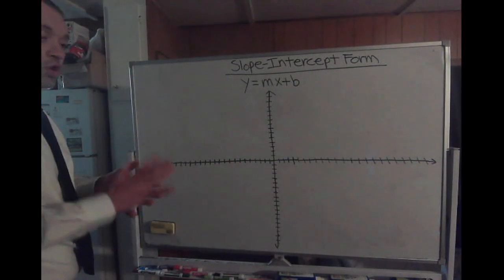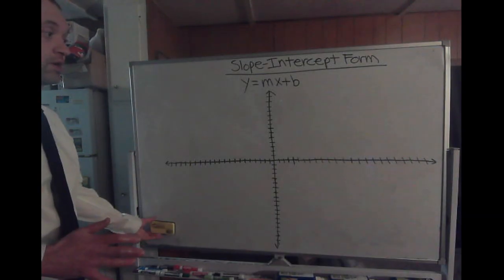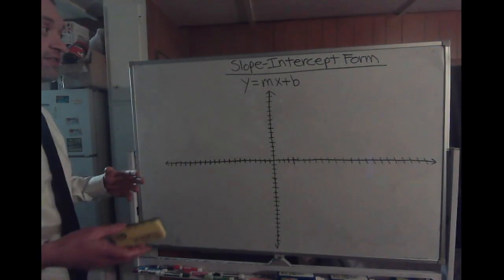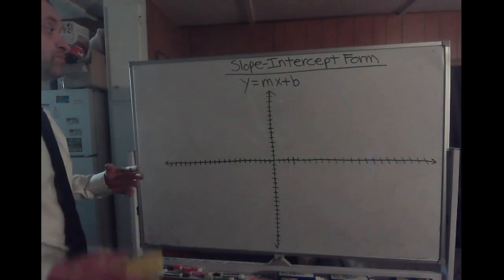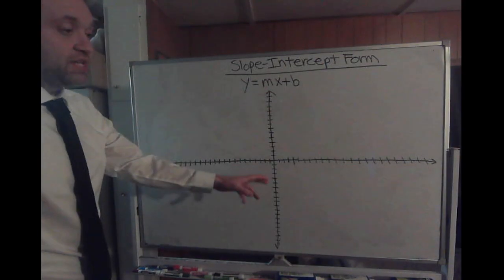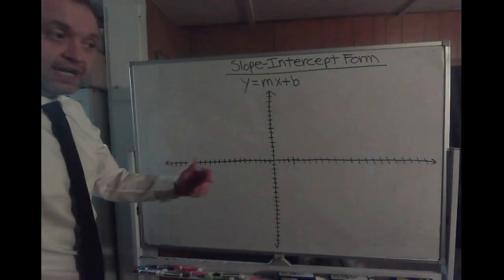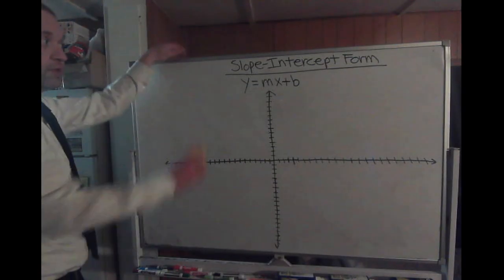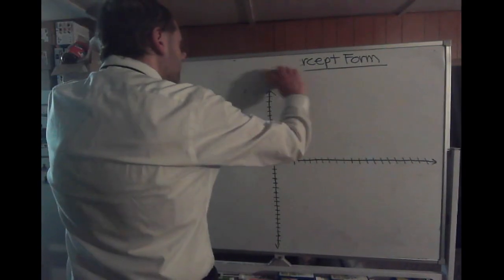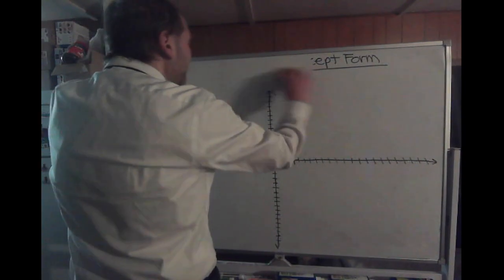So we're going to do a few examples here. And of course the idea of the slope-intercept form is you plot your y-intercept and then you use the slope to find one more point, plot that point, and then draw a line through those 2 points. So slope-intercept's also pretty simple.